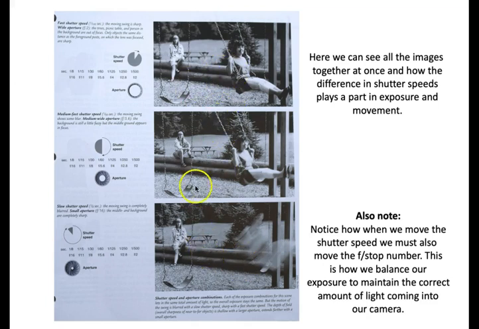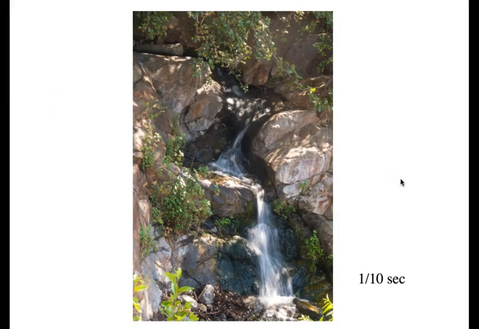And you also can see how the depth of field changes in this photo. So, general rule, whenever you move one, you are always going to move the other. So here's some shutter speed examples as well. So this is a really slow shutter speed of this waterfall at 1/10 of a second.